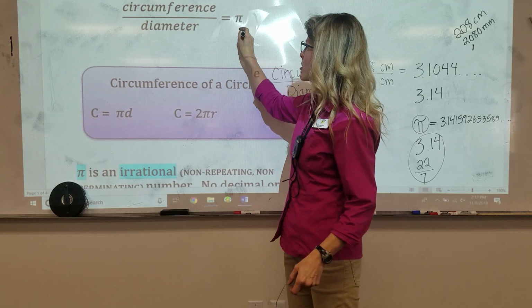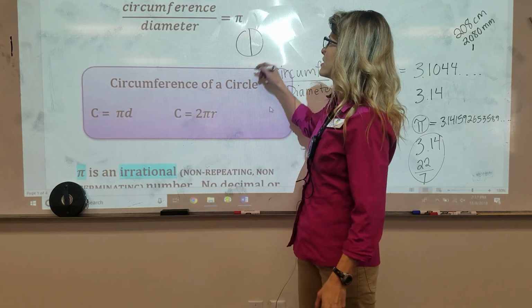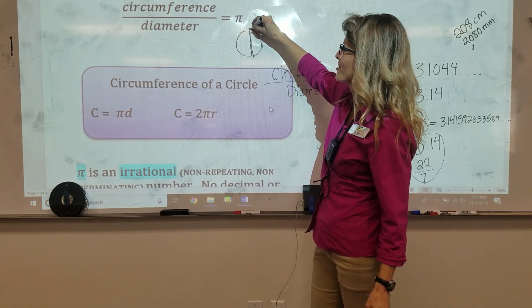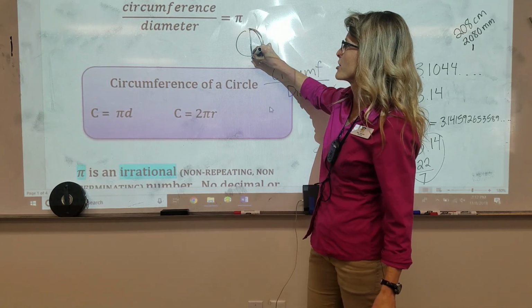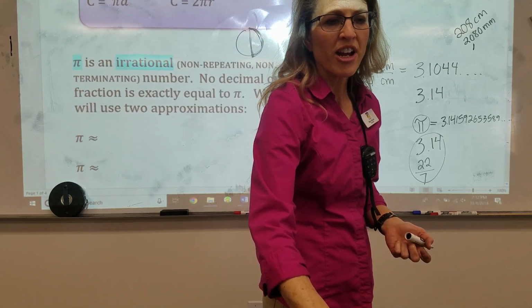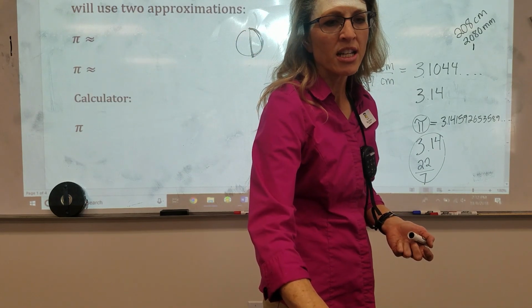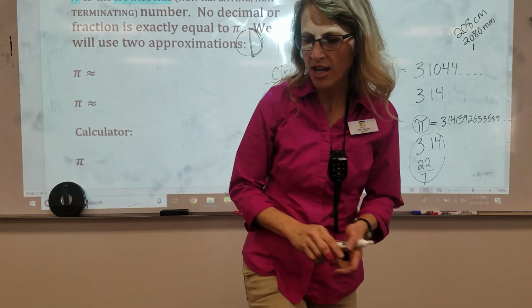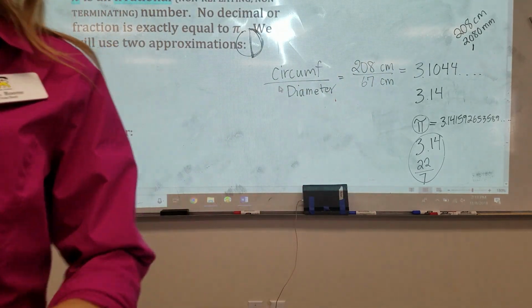Here's a fun way to remember diameter. Diameter goes through the middle, all the way across. Look, it's a capital D. There's your diameter. That will help you remember. Okay, we talked about pi as irrational, non-repeating, non-terminating, and we round. All right, let's get calculators passed out because I want everyone to be familiar with pi on the calculator.